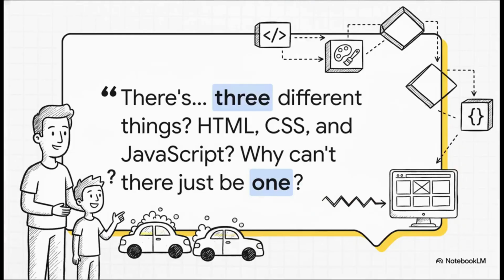And it all kicks off with a question that, honestly, a lot of us have had. A son is trying to build a website for his car detailing business, but he's just stuck. He's looking at it and thinking, wait, there's like three different things here: HTML, CSS, and JavaScript. Why can't it just be one? And you know what? That's the perfect question. It gets right to the very heart of how the web actually works.